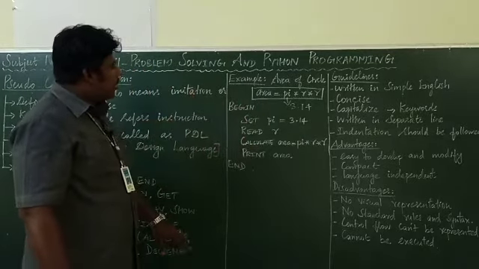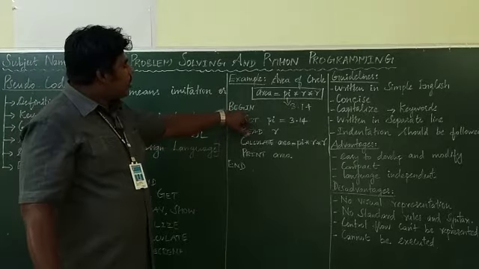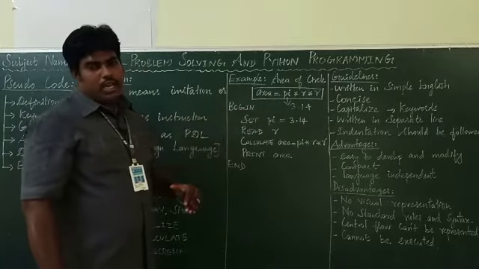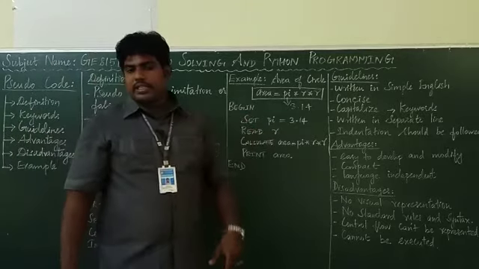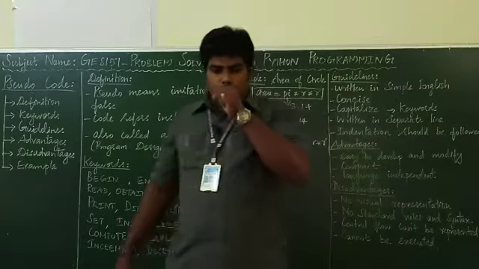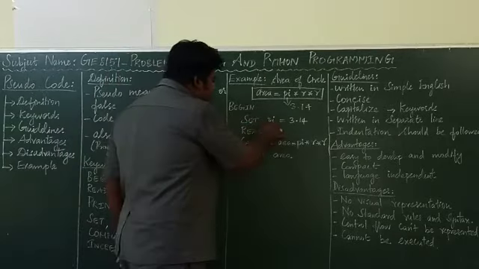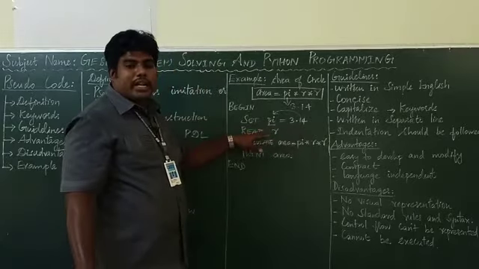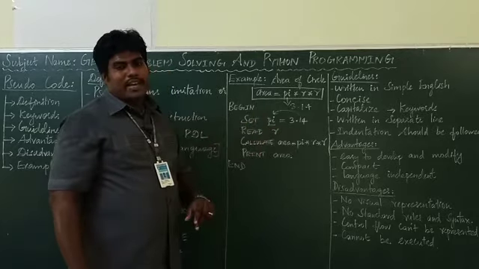Now see the pseudocode. First, in the algorithm you use start. Here in pseudocode you have to use begin. Begin is used to denote the starting position of the pseudocode. Then set. What's the use of set? Set is used to initialize, assigning the value. Here for this pi, I am assigning the value. The 3.14 is stored under the variable pi.